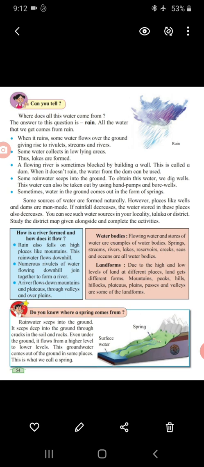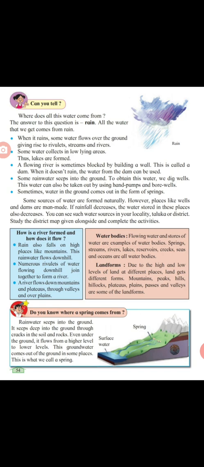Now see the blue dots shown there. Okay. These points. First point from that. When it rains, some water flows over the ground, giving rise to rivulets, streams, and rivers.